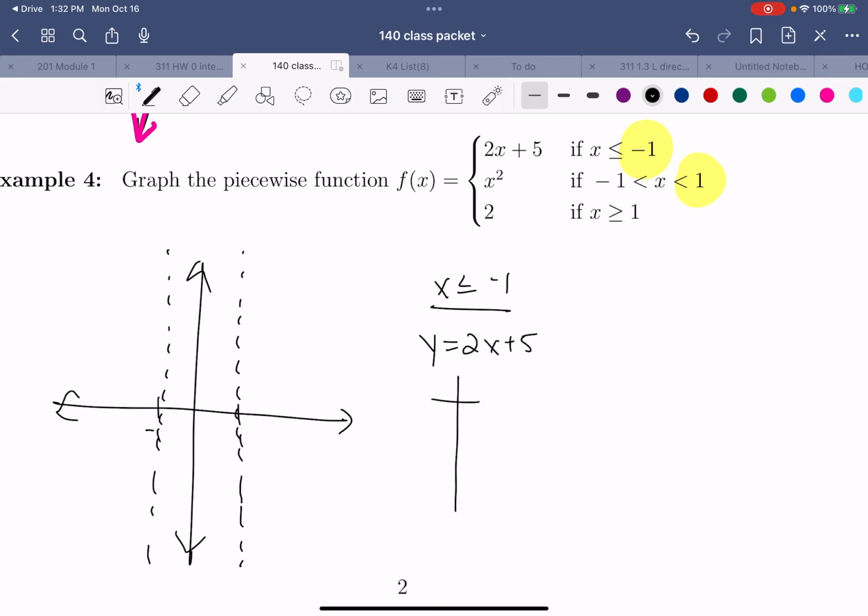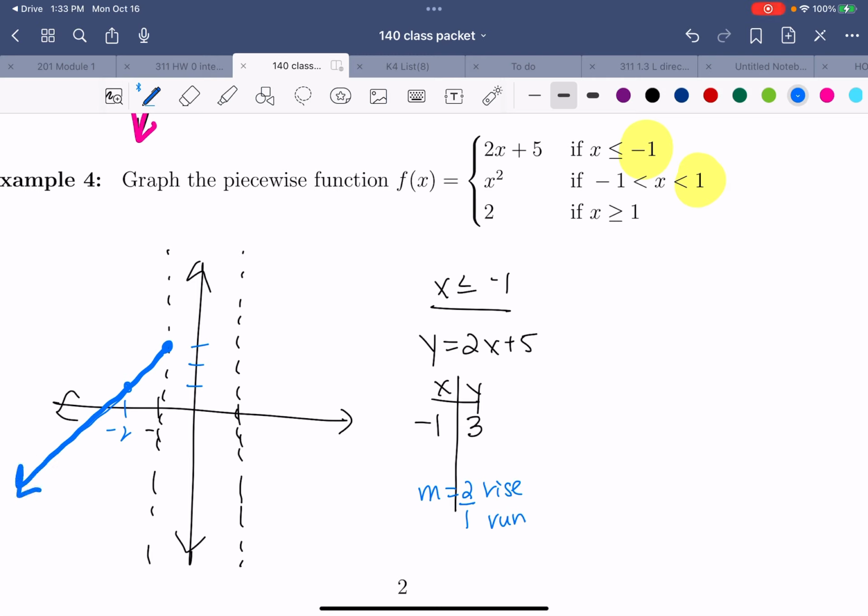If I plug in -1, that's -2 plus 5 is 3. Now this is or equal to, so that's a closed circle at -1. So -1, 3 would be up here. And I'm going to use the slope this time. So the slope here is 2 over 1, and that's my rise over my run. Now, normally I would go up 2 and right 1, but if I go to the right, I'm going to be in a different section, and I want to be towards the left. So instead, I'm going to reverse that. I'm going to go down 2 and left 1. And that's where my line's going to be.